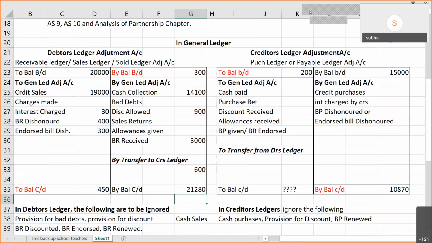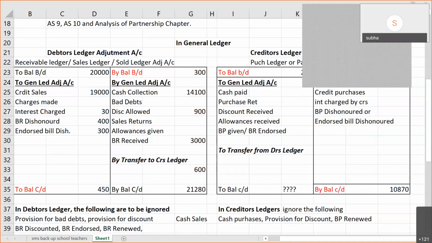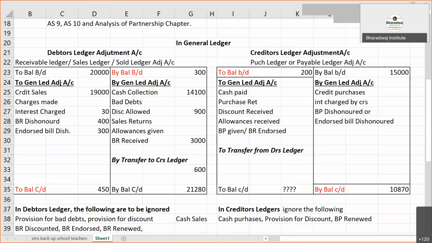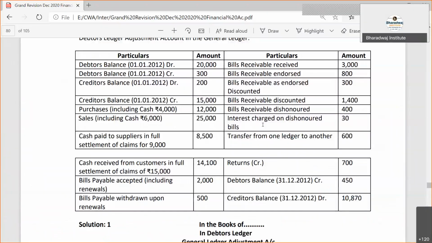Bills receivable endorsed, we should take, no? Journal entry is creditors account debtor to bills receivable account. Sir, is that bills receivable endorsed, discounted, or dishonored? That is dishonored. This one is dishonored. Discounted, sir? It's not discounted. This is dishonored. There is a typing error. This is dishonored, not discounted.